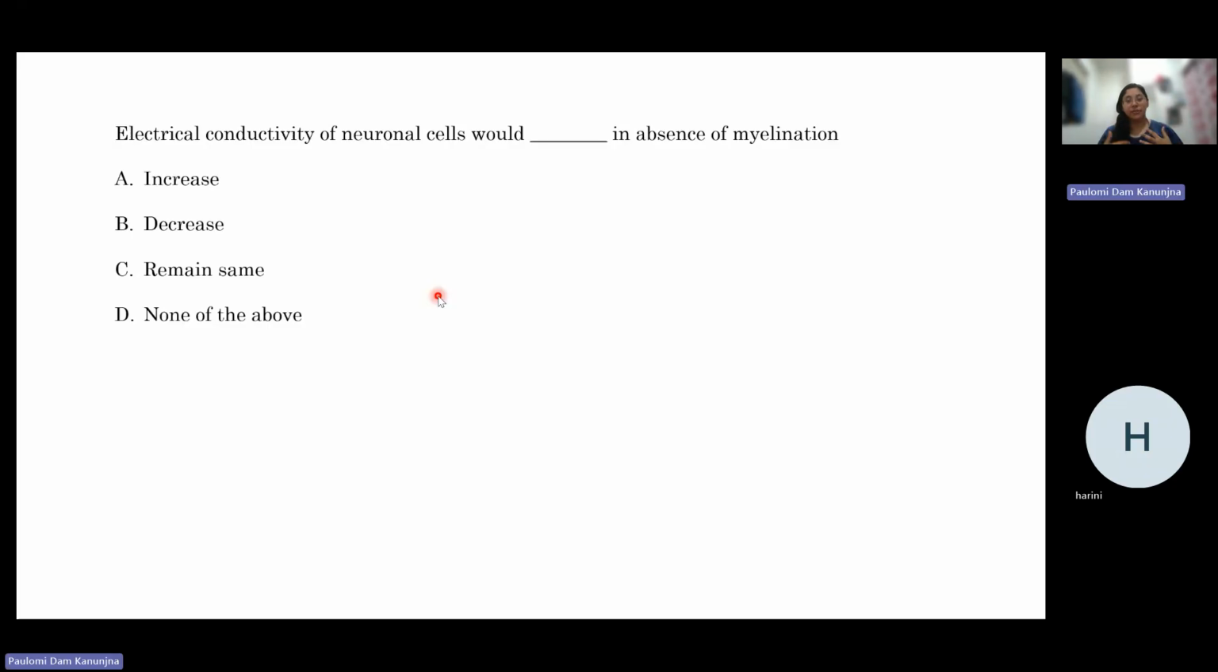If you remember why we need myelination, this is basically in relation to that. So if you have neurons, you have the myelin sheath. That's basically giving them the jump for the transmission to take place. And because they are jumping, it's faster. So if you don't have myelination, it basically does the opposite.